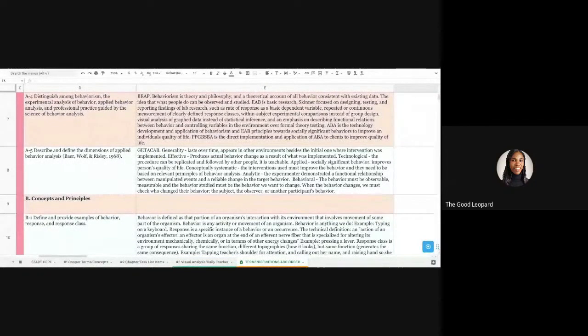Let's see. Behavioral, the last one in the GET A CAB acronym. The behavior must be observable and measurable, and the behavior studied must be the behavior we want to change. When the behavior changes, we must check who changed their behavior: the subject, the observer, or another participant.